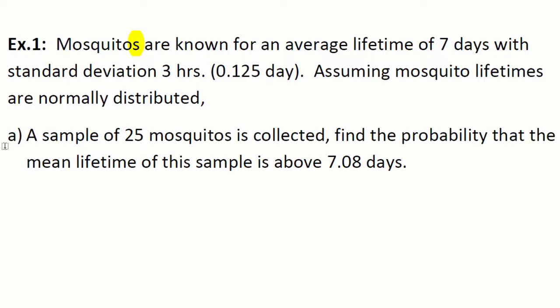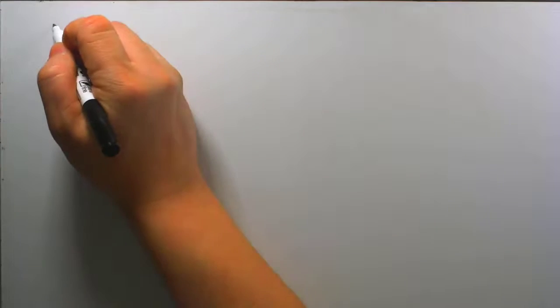So here's the actual question, part A of our example. A sample of 25 mosquitoes is collected. Find the probability that mean lifetime of this sample is above 7.08 days. After looking at the wording description of the problem, what we must realize is that now from the population of mosquitoes, we have a population of mosquitoes.